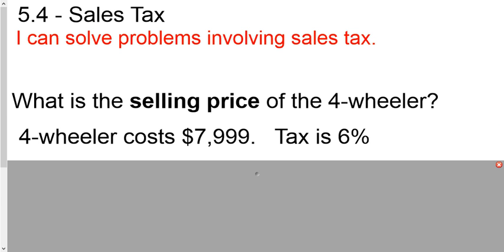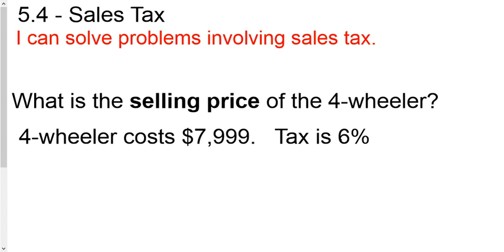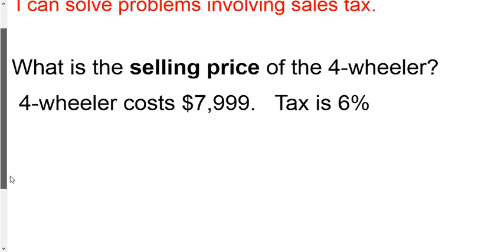And in the state of Kentucky, we've got 6% sales tax. So let's just say that you buy a four-wheeler that has a sticker price of $7,999. You're still going to have to pay 6% tax on top of it. So taxes actually increase the amount that you're going to have to pay, which is not what we necessarily want to do as a person, but it's just part of life.